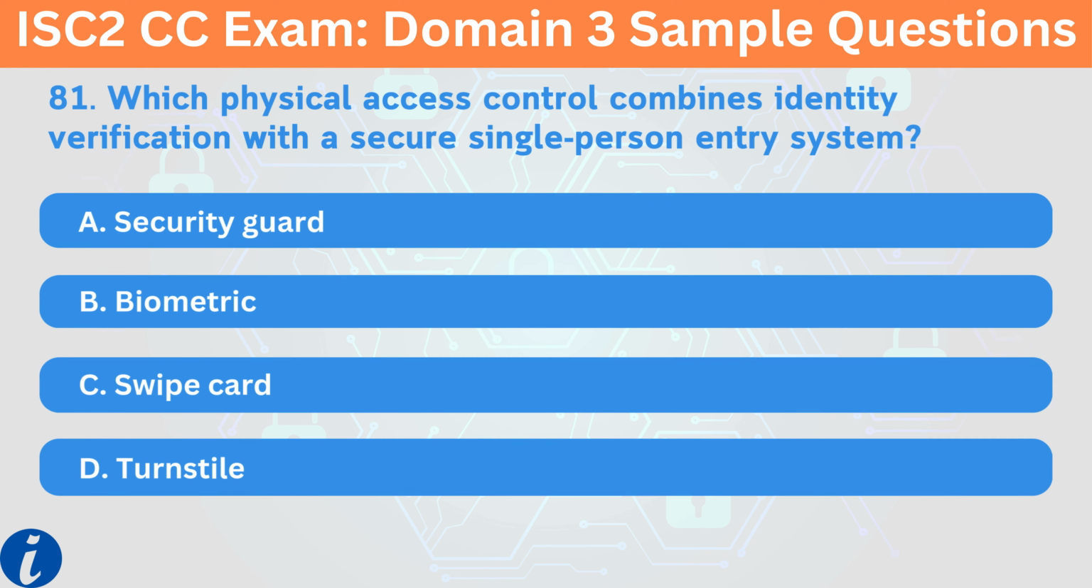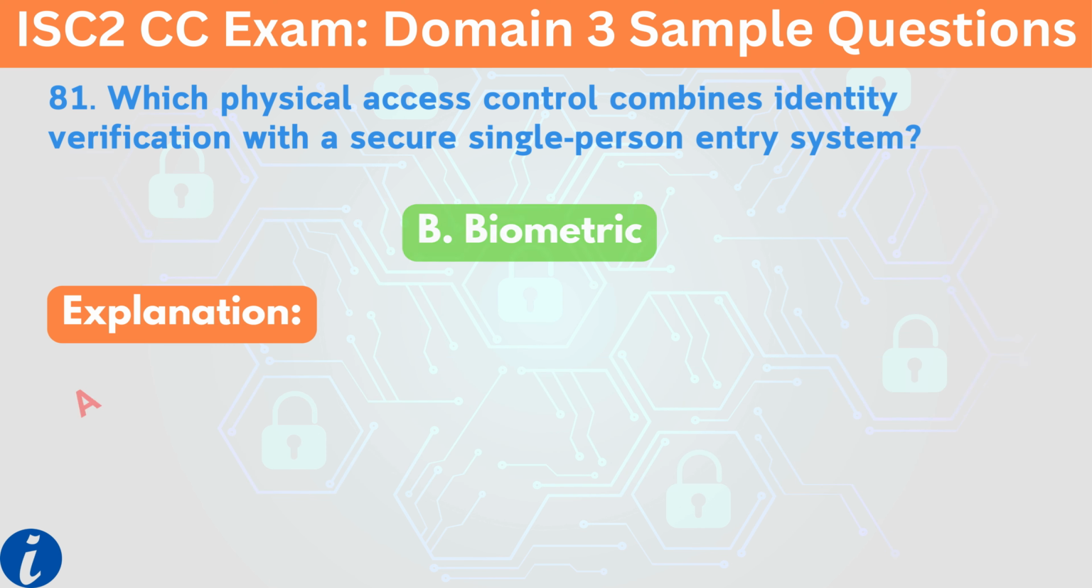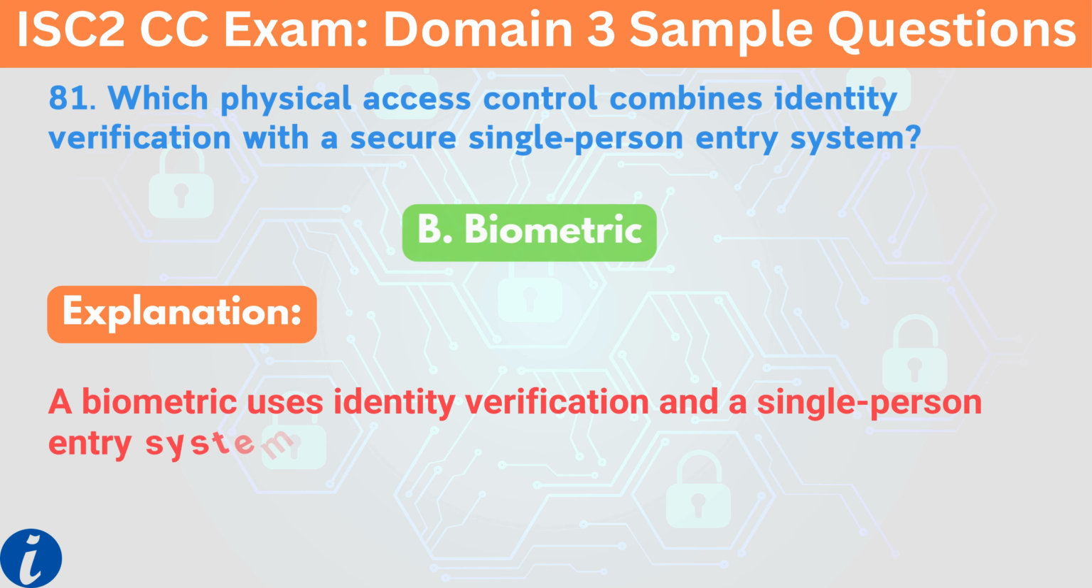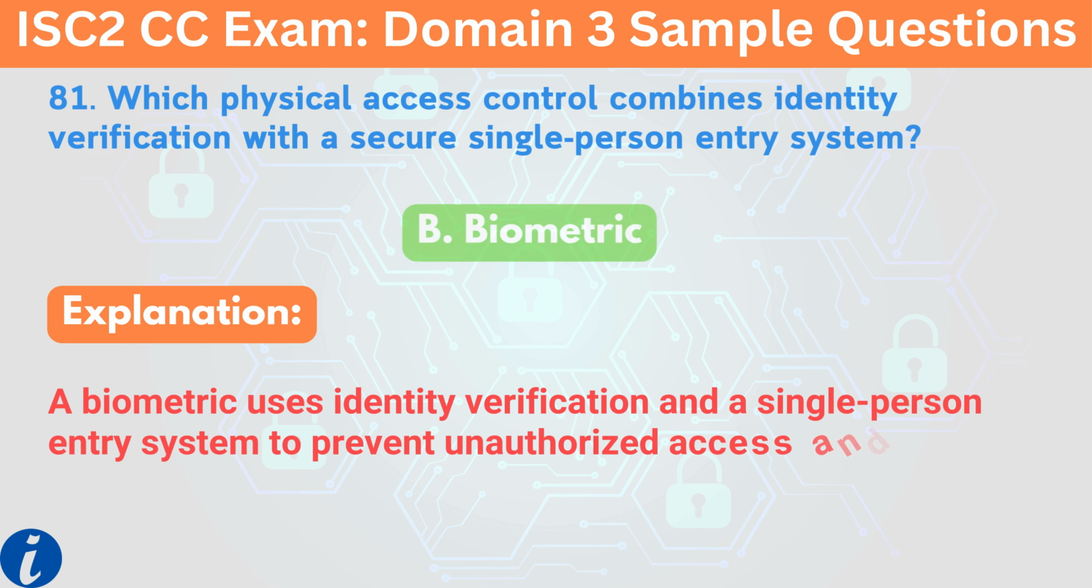Which physical access control combines identity verification with a secure single-person entry system? A. Security guard. B. Biometric. C. Swipe card. D. Turnstile. The correct answer is B. Biometric. Explanation. A biometric uses identity verification and a single-person entry system to prevent unauthorized access and tailgating.